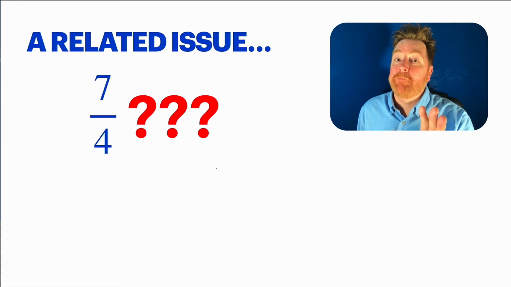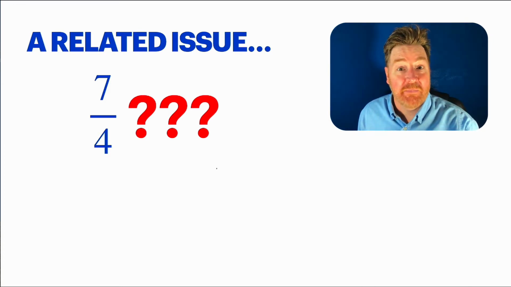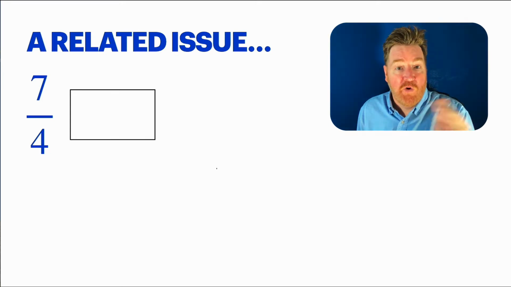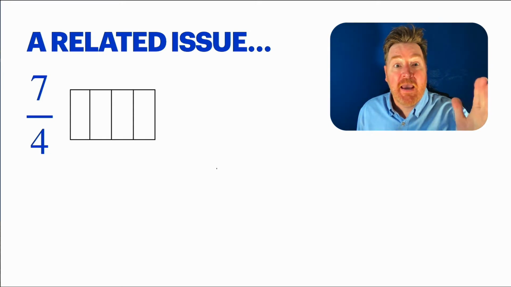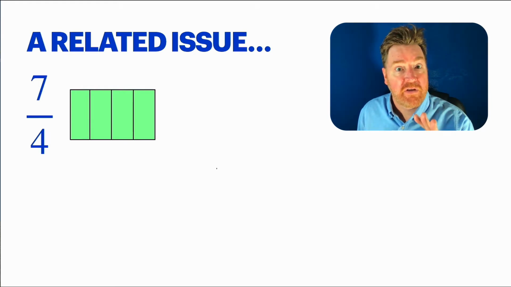Well, I'll tell you what. Let's go to the bars. The bars have been super helpful in understanding these numbers so far. All right, well, 7/4. Let's take a bar, divide it up into 4 equal pieces. Let's do fourths. And, well, if we take all of those, we have 4/4. That means we need 3 more fourths, right?